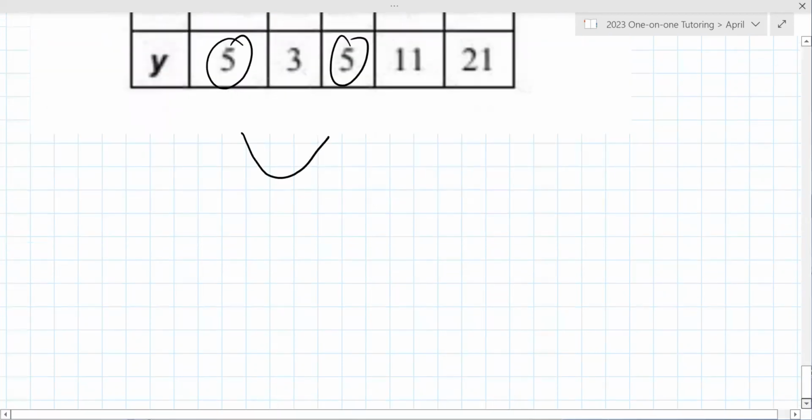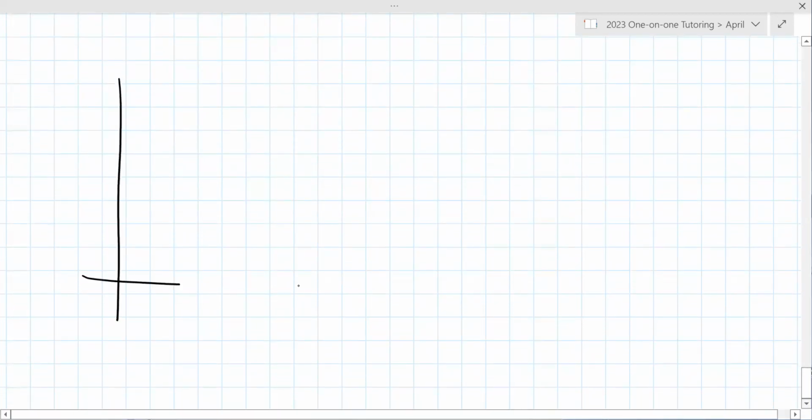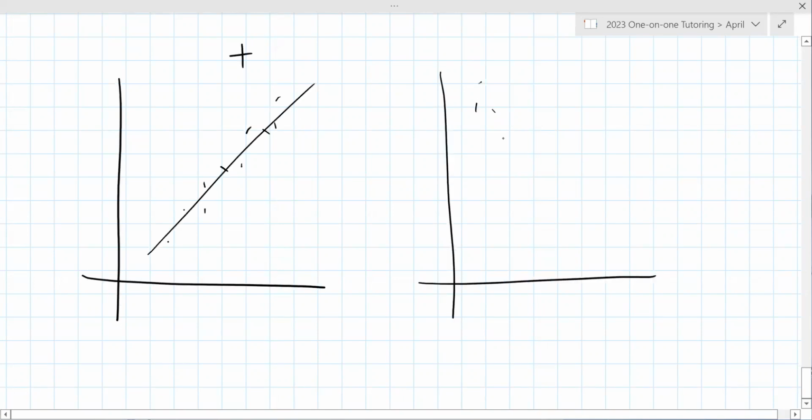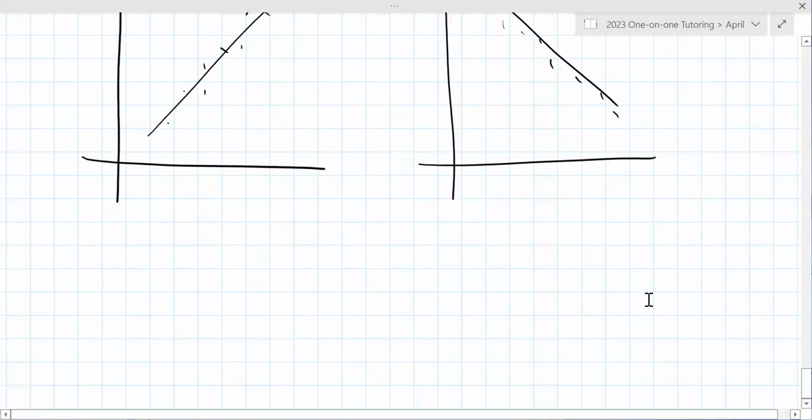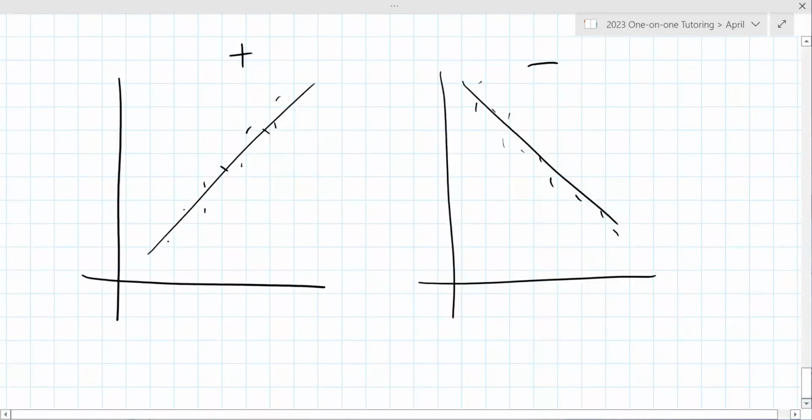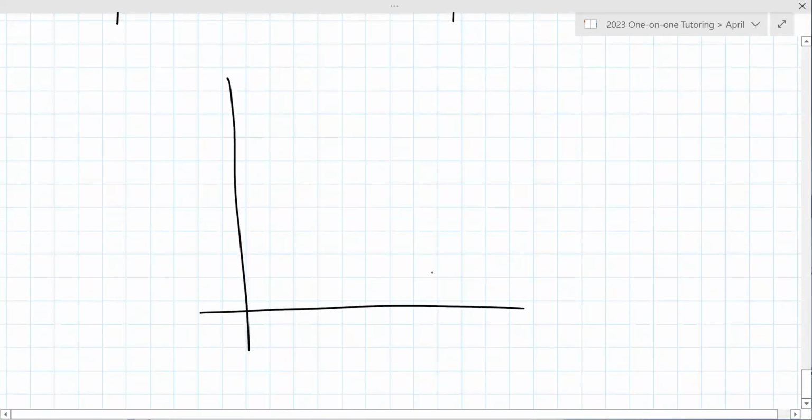There are two types of association. There is positive, kind of everything's going up and to the right. There is negative when everything's kind of going down and to the right. And then there is no association, when the data is just sort of all over the place here. There's more you can say about this.